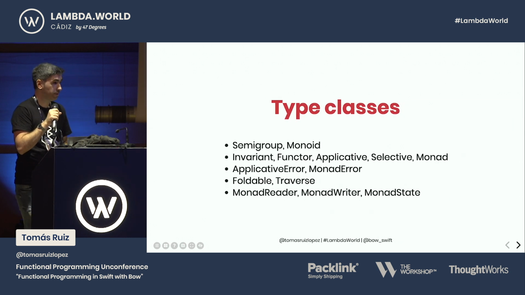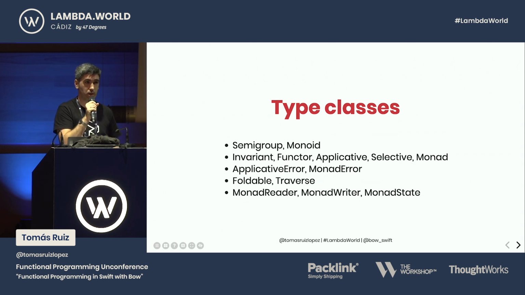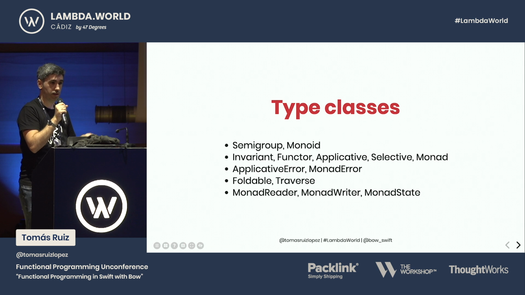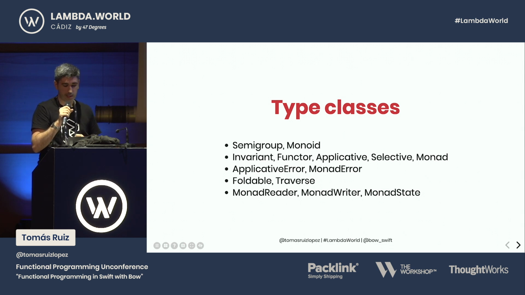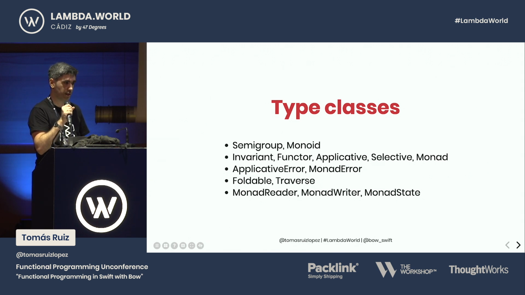So once we have higher kinded types, we can provide a set of type classes to work polymorphically with the data types that we create with this support. So we provide all the type classes in the functor hierarchy, together with many others, and then we provide packages for testing that verify the laws of these type classes.